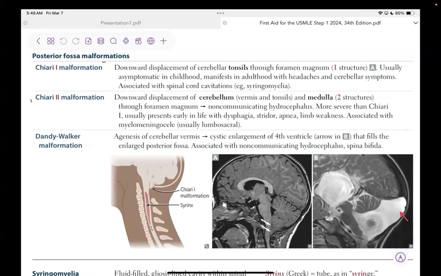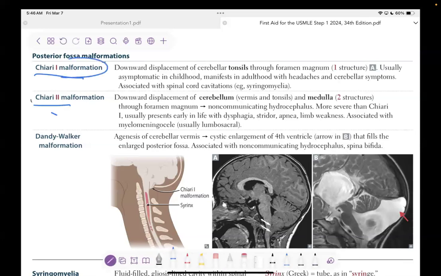But whenever in this foramen we see that organs which are not supposed to be down are coming down, that's called posterior fossa malformation. For example, we have Chiari 1 malformation and Chiari 2 malformation. Malformation means that an organ is not formed in the way that it should be formed.